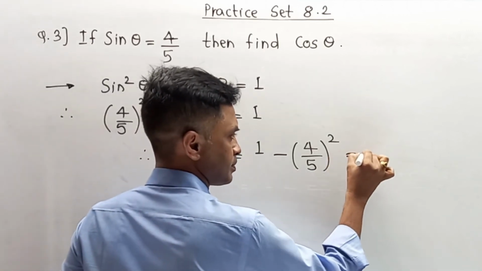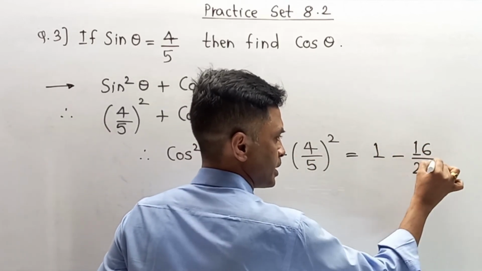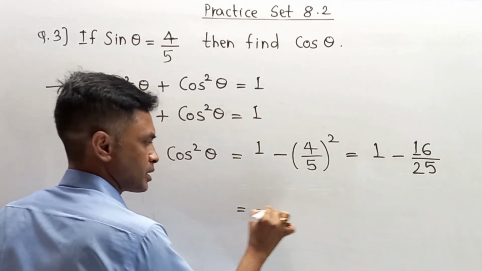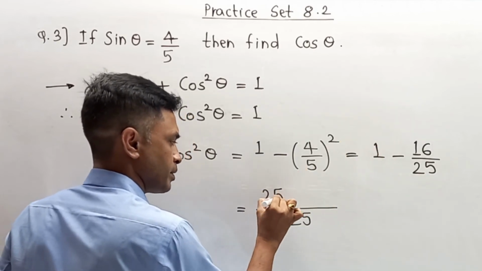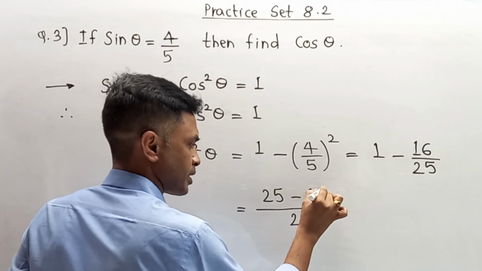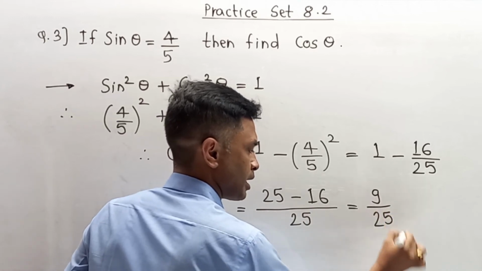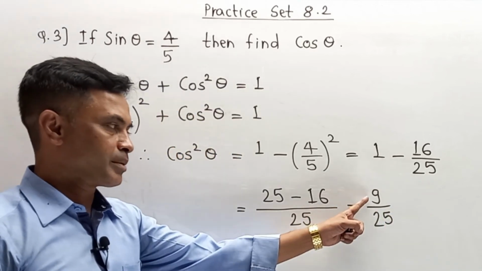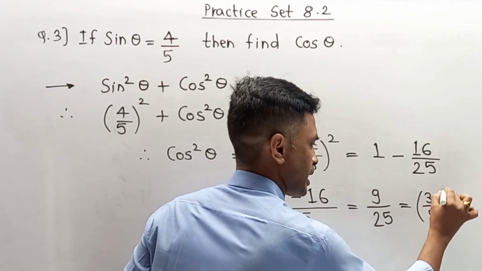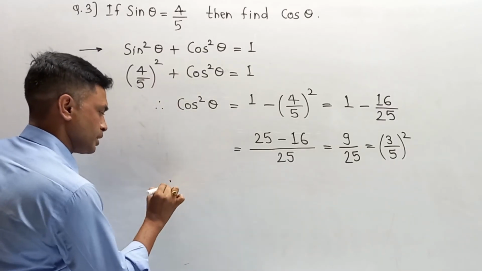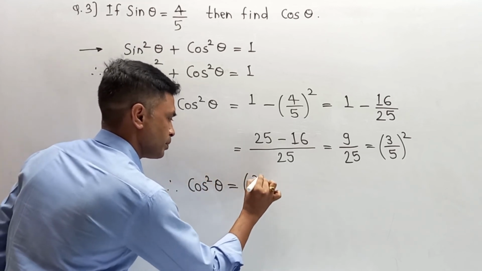Now the next part, simplification. So 1 minus 16 upon 25, since 4 square is 16 and 5 square is 25. Here the base becomes 25. Now 25 into 1, 25 minus 16, means 9 upon 25. And 9 upon 25 is nothing but (3 upon 5) whole square. So as per the condition, cos square theta is equal to (3 upon 5) whole square.